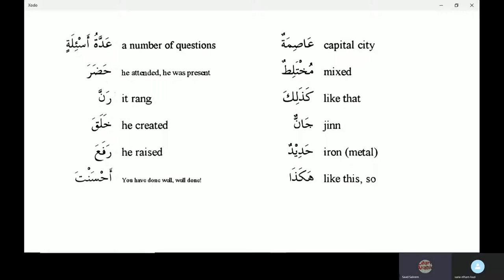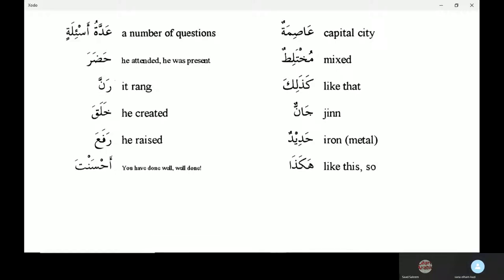Next. Askilatin, a number of questions. Asimatun, capital city. Hazara, he attended, he was present. Mukhtalitun, mixed. Ranna, it ran. Kazalika, like that. Khalaka, he created. Janan, Jim, and Rafa, he raised. Hadidun, iron or metal. Ahsanta, you have done well, or well done. Hakaza, like this or so. Okay.